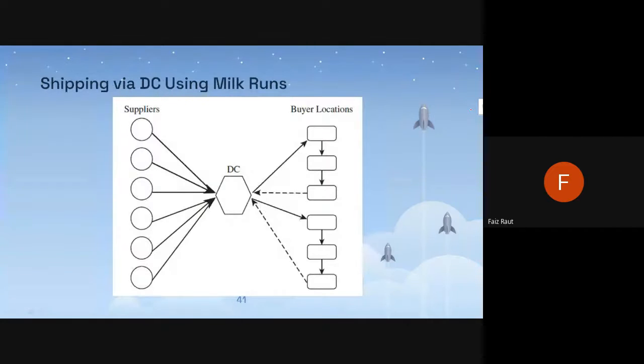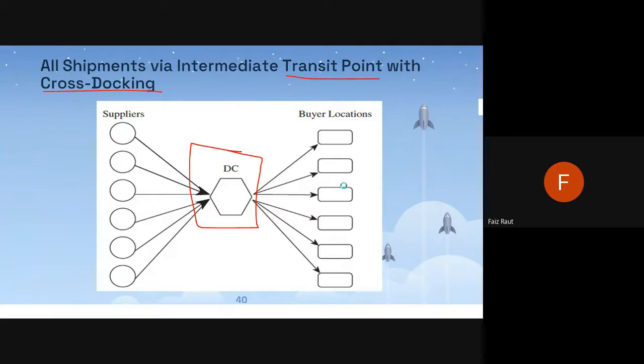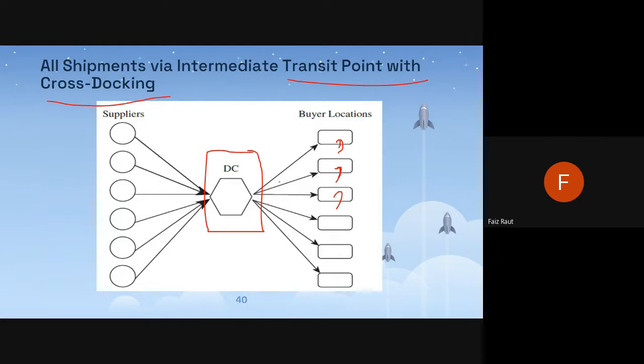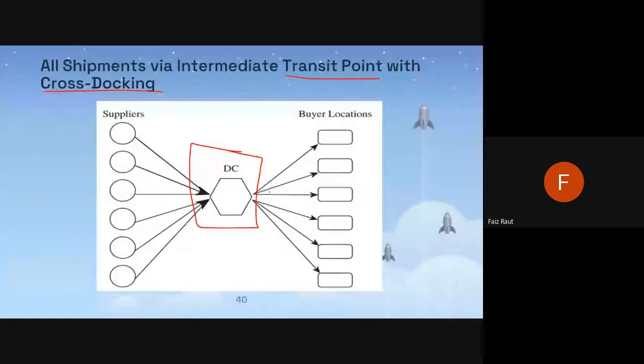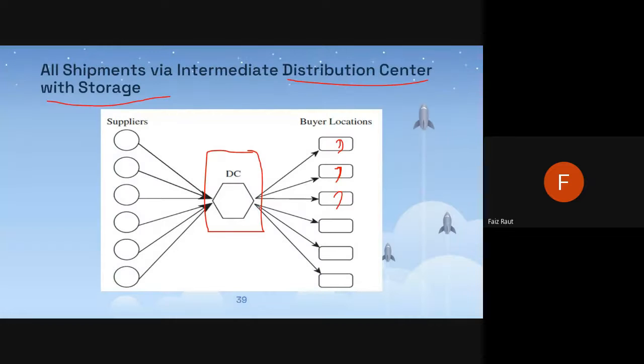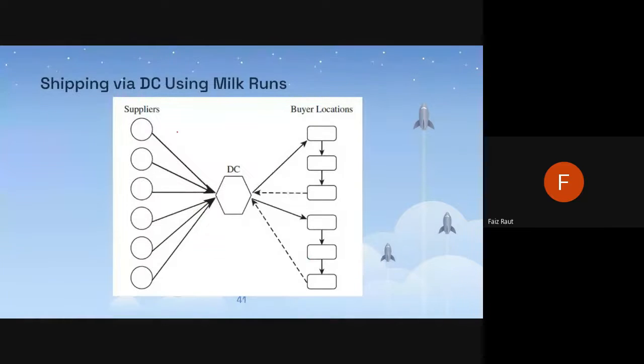Then the last one is shipping via DC using milk runs. Okay, a small change in the diagram. If you observe here, this was direct shipment. Here it is a direct shipment. With distribution center with storage, there was direct shipment. A transit point, there was direct shipment. Here, shipping via DC using milk runs.